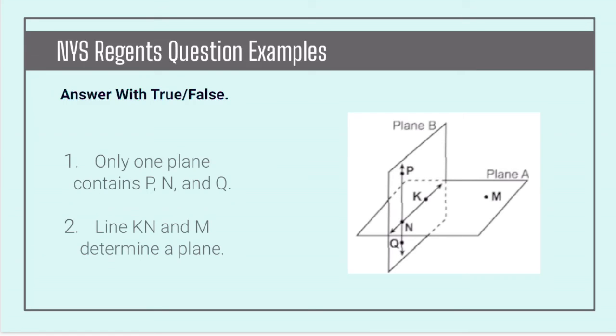Next, line KN and M determine a plane. Remember, non-collinear points determine a plane. So let's see these points on line KN. It's only the endpoints K and N, which means they're collinear. But point M is separate and not on the same line with them. So since all three points are not collinear, this is true.